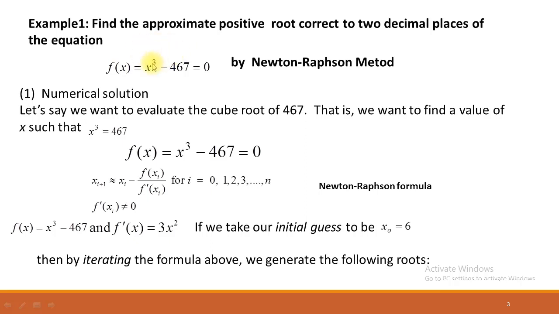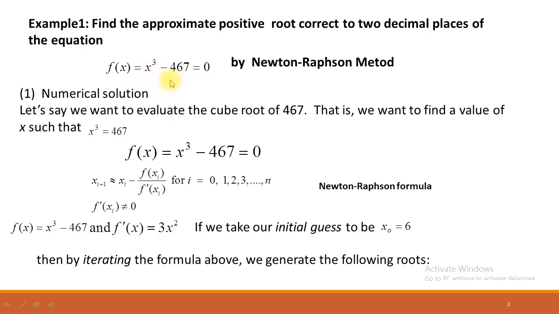Suppose we have a nonlinear equation x cubed minus 467 equals 0, and we want to find the root of this nonlinear equation correct to two decimal places by using the Newton-Raphson method. So dear students, in this example you will see one is the numerical solution obtained by the Newton-Raphson method, and the other is the exact solution of this nonlinear equation.